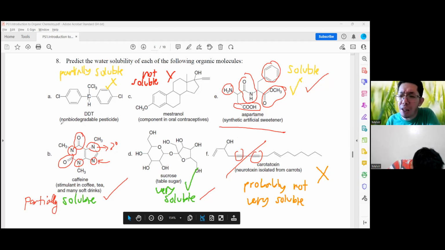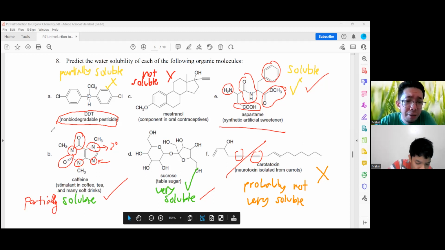So, can you defend your answer here? Partially soluble. Why is DDT, Josh, partially soluble? Meron po siyang mga polar groups, yung mga chlorine po. And if you will notice, how will you position the chlorines? Yung chlorine atoms, for example, yung nasa dalawang end. Very symmetric po sila. So, ibig sabihin, matatanggal yung dipole moments nila. Tama? Ready? Ang sagot talaga dito, virtually insoluble.